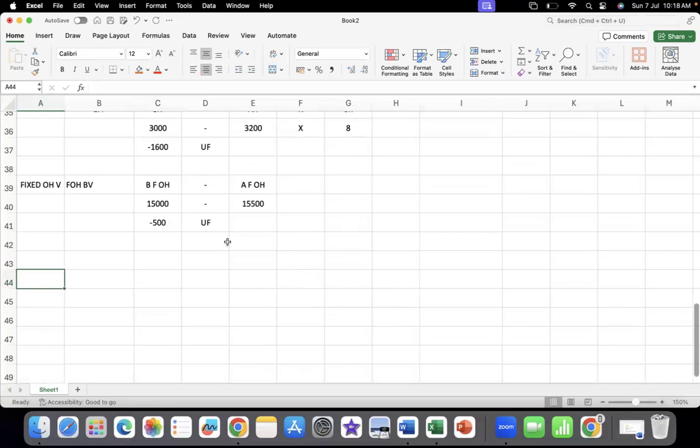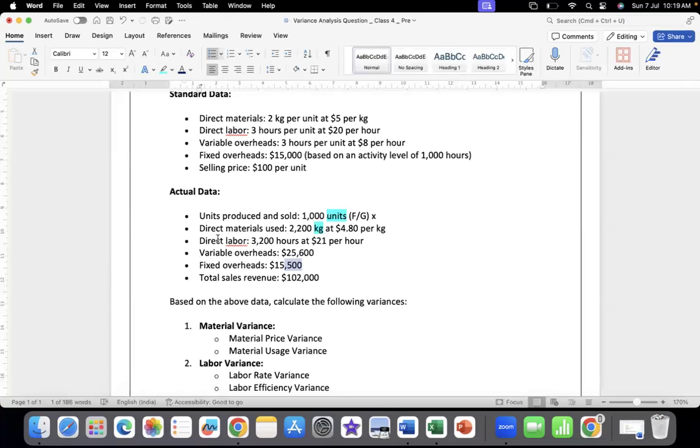Then there is something called the fixed overhead volume variance, which says you need standard hours minus the budgeted hours, multiplied by the fixed overhead rate. So what are the standard hours? Can anybody tell me? The same way you calculate it for labor and for material, you need to calculate it here.